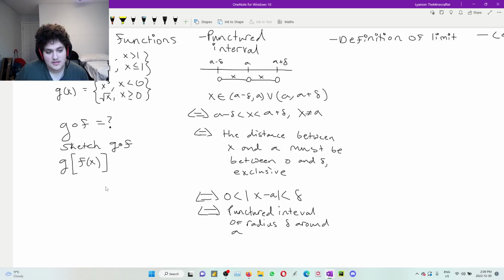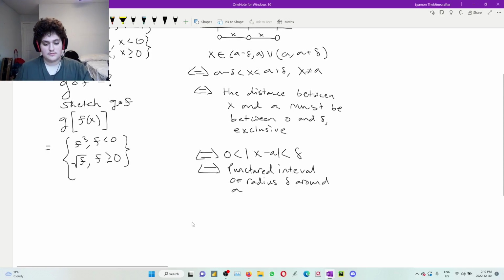So the first thing I'm gonna do is basically, in g, wherever I see x, I'm just gonna write f.